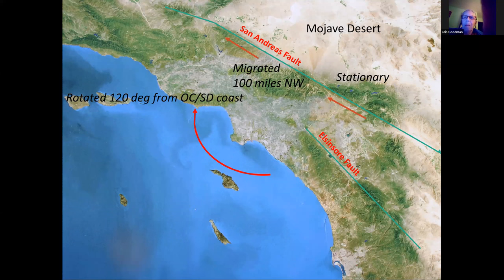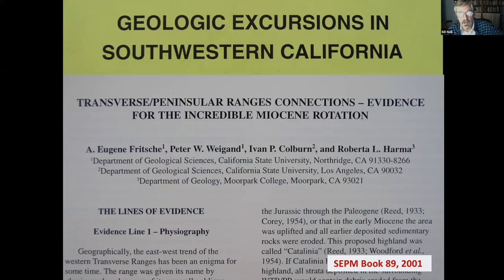The western Transverse Ranges have a very different history. From Santa Monica Mountains out to Point Conception, they were originally aligned with the coast of Orange County and San Diego. And when San Andreas type movement started, there was a rotation of that area, about 120 degrees, to its present position. I'll go into a little bit of that in a minute here.